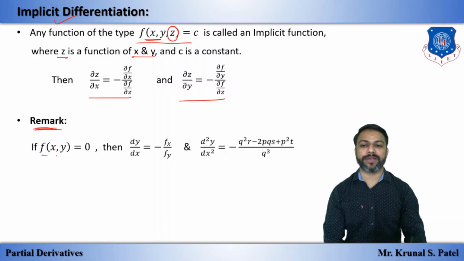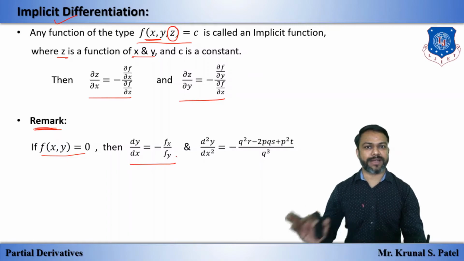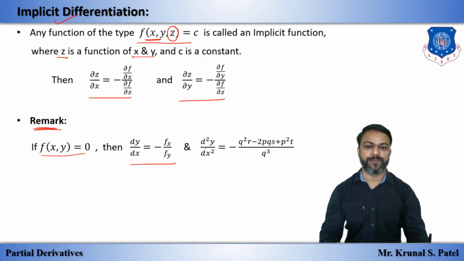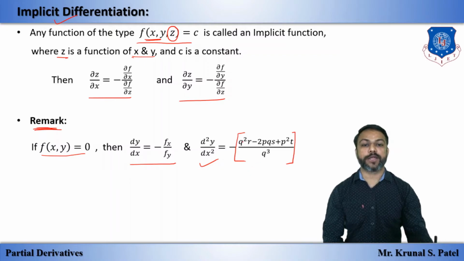So if f of xy is equal to 0, then we know that dy by dx is this. We have already seen this, and we have seen 2 examples also. But for the second order derivative, that is d square y by dx square, we have this formula: minus, outside of the bracket, q square r minus 2pqs plus p square t, divided by q raised to cube, that means q raised to 3. And what is the value of this pqrst?